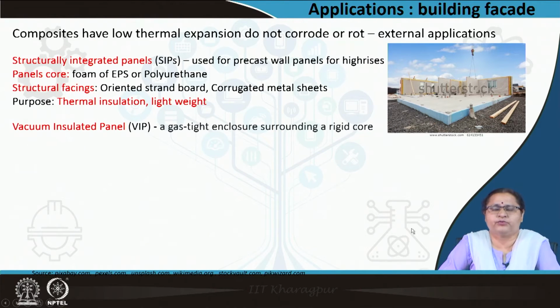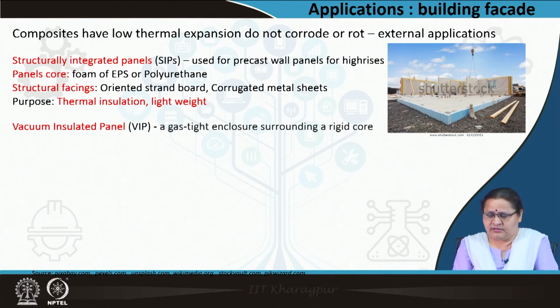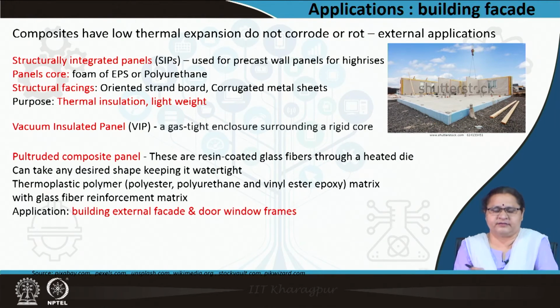Coming to the next one, it is vacuum insulated panel. Here also the gas between the two members is evacuated out. When it is evacuated out, the inside becomes vacuum, hence it gives insulation, it becomes airtight. No air can enter, it is vacuum and it is light in weight and can act as an external facade.